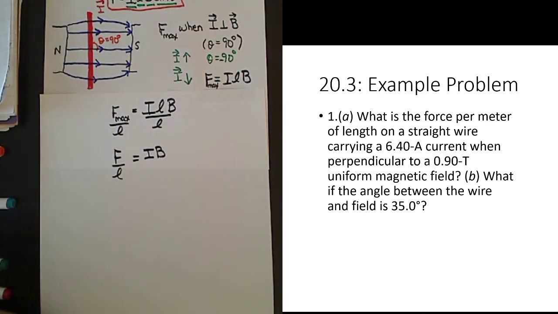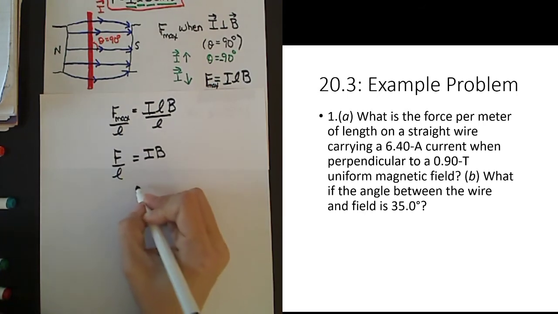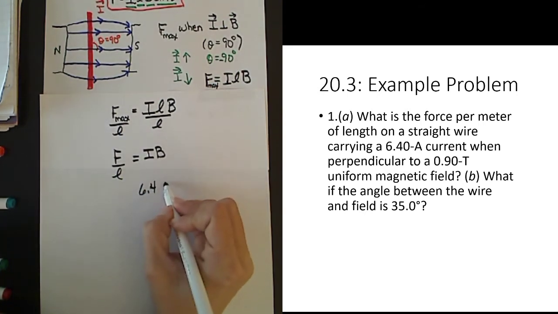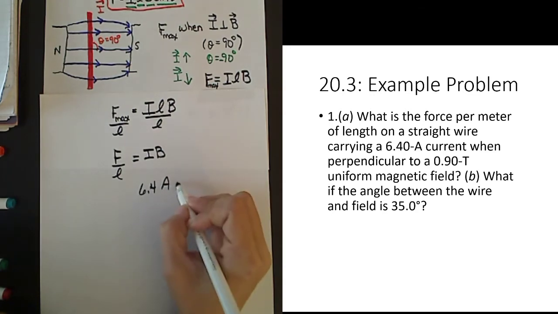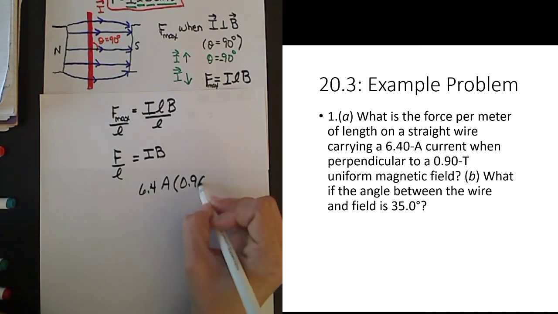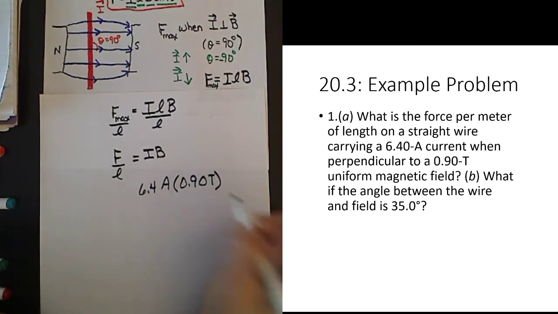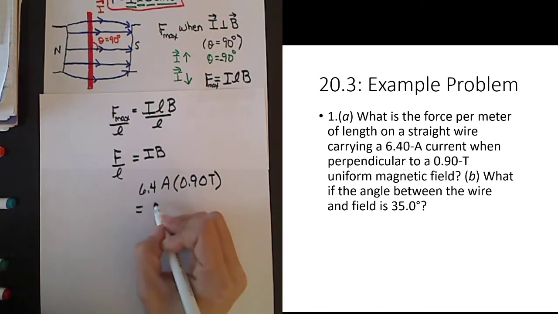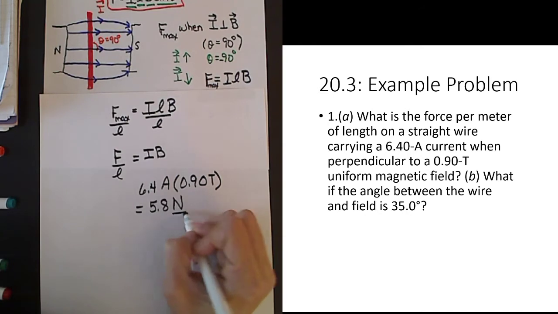the magnitude of our current times the magnitude of the magnetic field, which is just 6.4 amps times 0.9 Tesla, and we get something like 5.8 newtons per meter. Right?